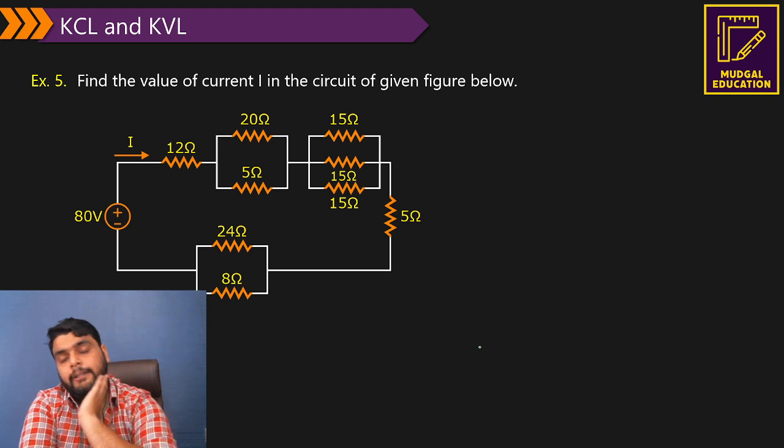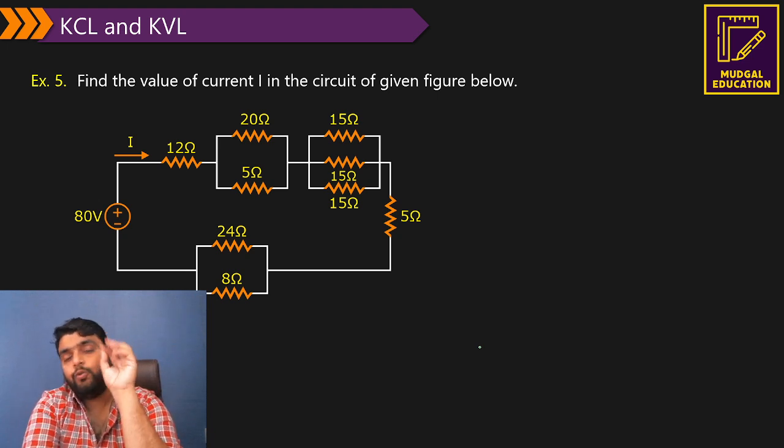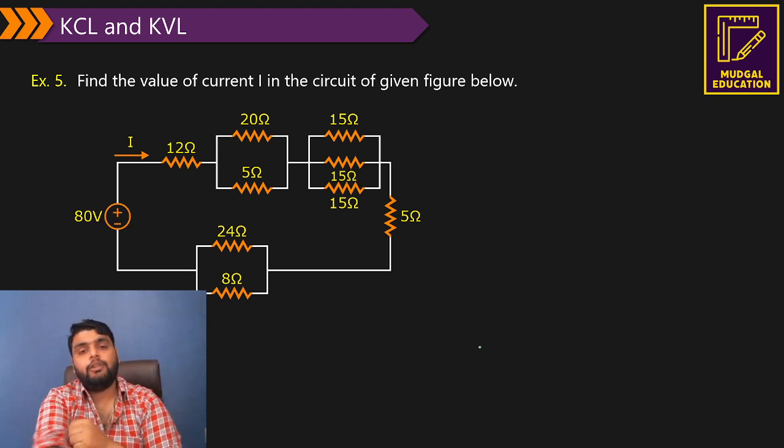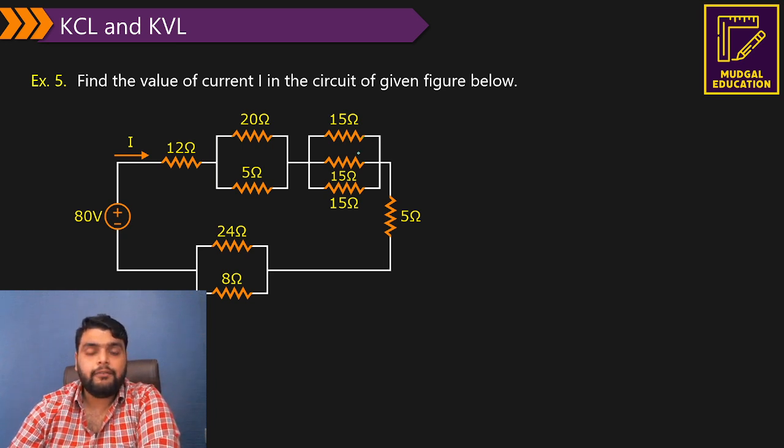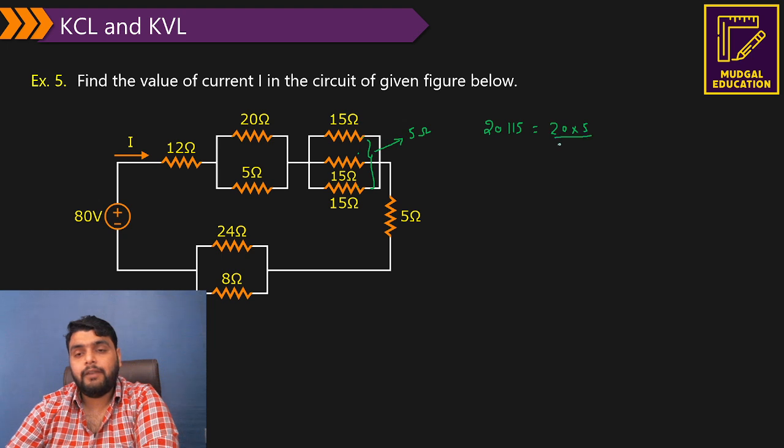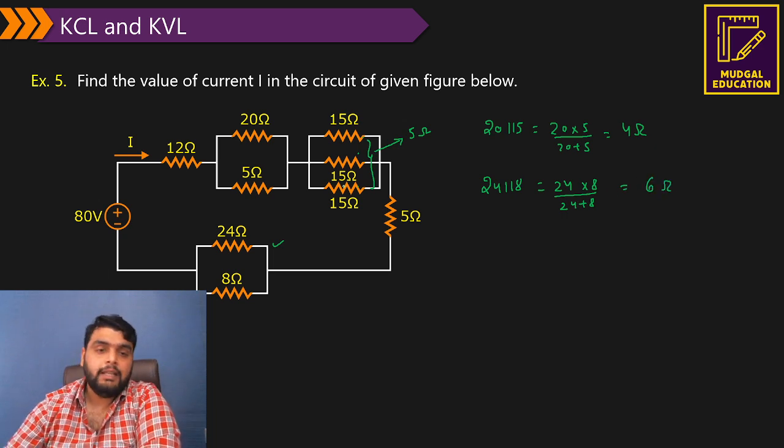Next, find the value of the current I in the circuit of the given figure. Okay, simple. How? You have to reduce this network into a simple form. The 3 and 15 ohm resistors are connected in parallel, so they will give you 5 ohm. Whereas 20 parallel to 5 will give you how much? 20 multiplied by 5 divided by 20 plus 5, so it comes out to be 4 ohm. Similarly, 24 parallel to 8 will give you how much? 24 multiplied by 8 divided by 24 plus 8, so it is 192 over 32, which comes out to be 6 ohm.